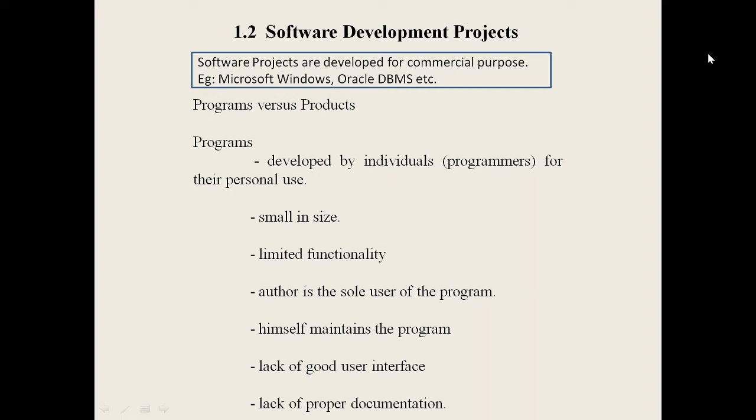As you know, software projects are developed for commercial purpose. For example, Microsoft Windows, Oracle, DBMS, etc. They are all commercial software. That means they are developed for commercial purpose, maybe a generic purpose, like Microsoft Windows, DBMS, etc.